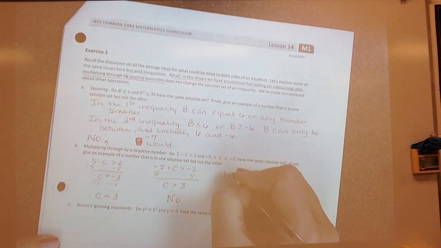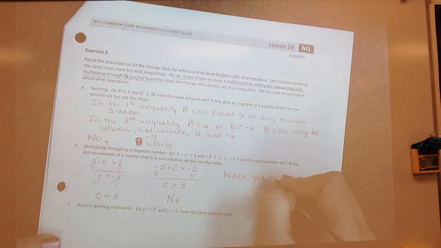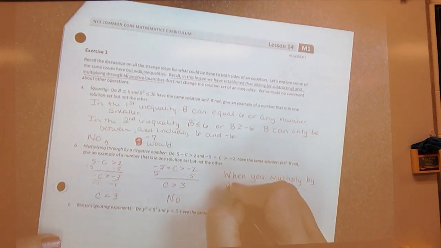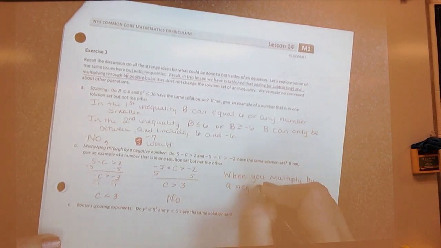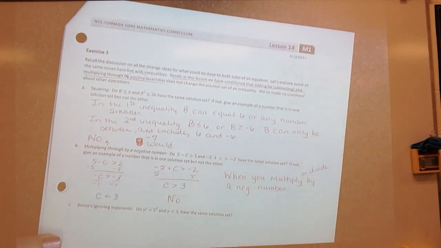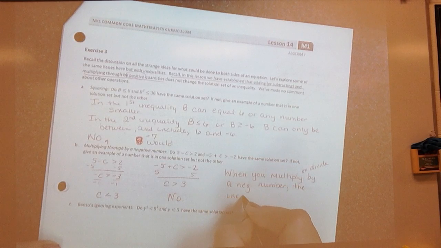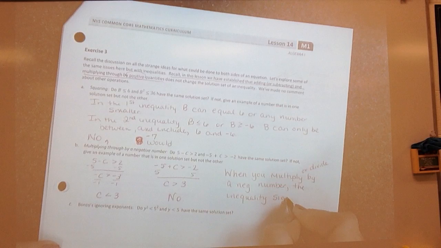All right? When you multiply or divide by a negative number, the inequality sign flips. Okay?